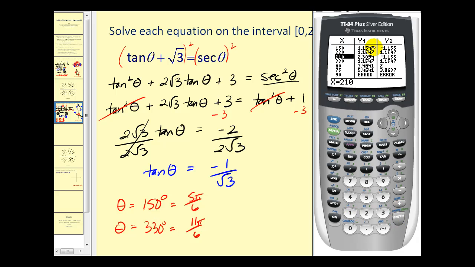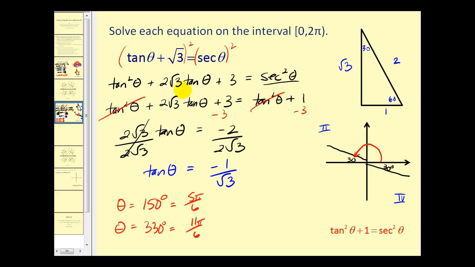What we'll notice here is that at 150 degrees, y1 and y2 are opposites, so they're not equal. So 150 degrees is not a solution. And notice that 330 degrees does check. So it is important that we check our solutions when we square both sides of an equation. This is not a solution. We have one solution, which is 11 pi over 6, or 330 degrees.